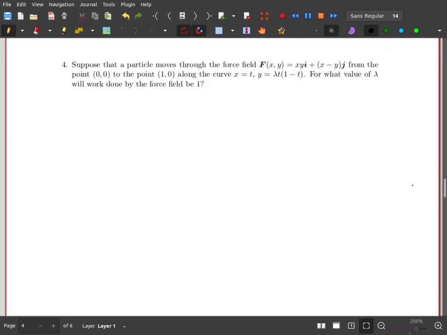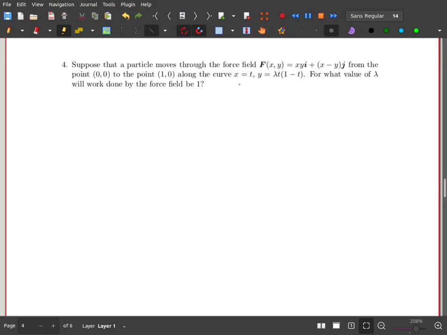Okay, so moving on to the fourth question. Suppose that a particle moves through the force field F equals xy times i plus x minus y times j from the point 0, 0 to 1, 0 along the curve x equals t and y equals lambda t times 1 minus t. For what value of lambda will the work done by the force field be 1?